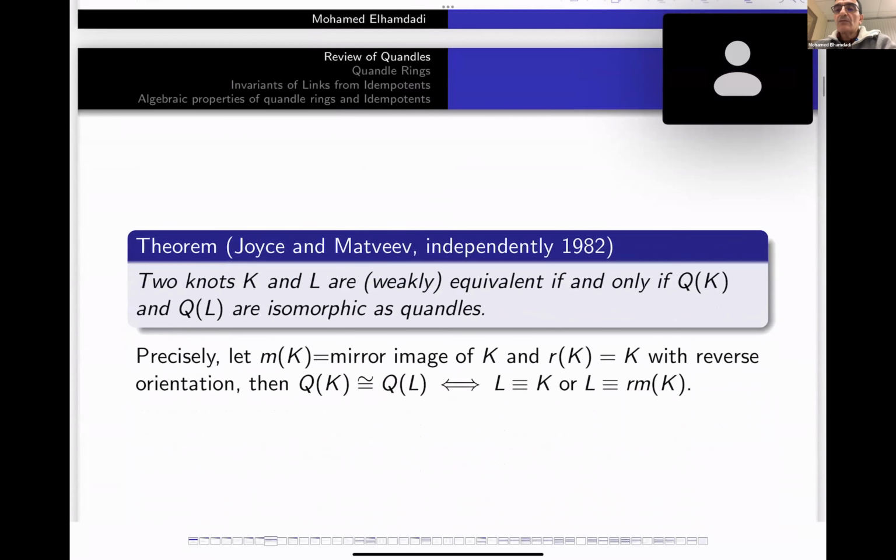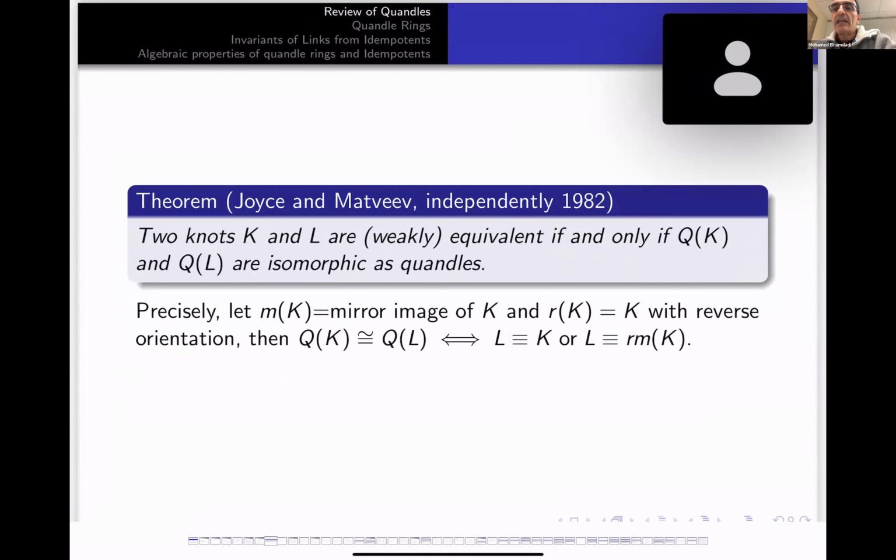As I was talking about, the main theorem is this theorem of David Joyce and Sergei Matveev, which was proven independently back in the 1980s. It says that 2 knots are equivalent if and only if their fundamental quandles are isomorphic as quandles. To be precise, equivalent means either K is equivalent to L or L is the reverse mirror image of K.